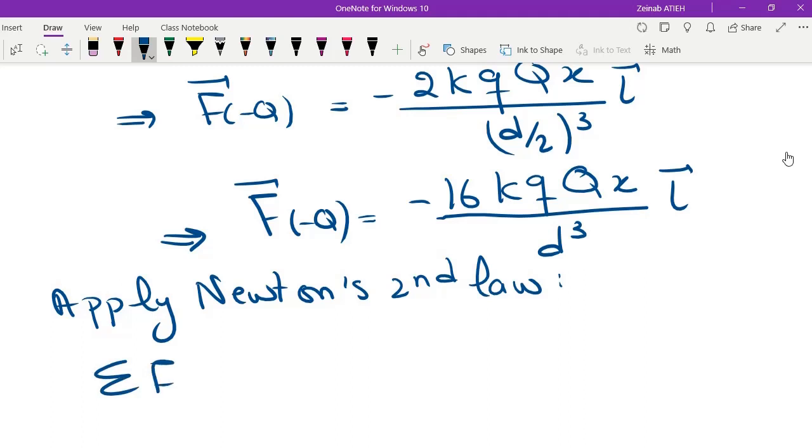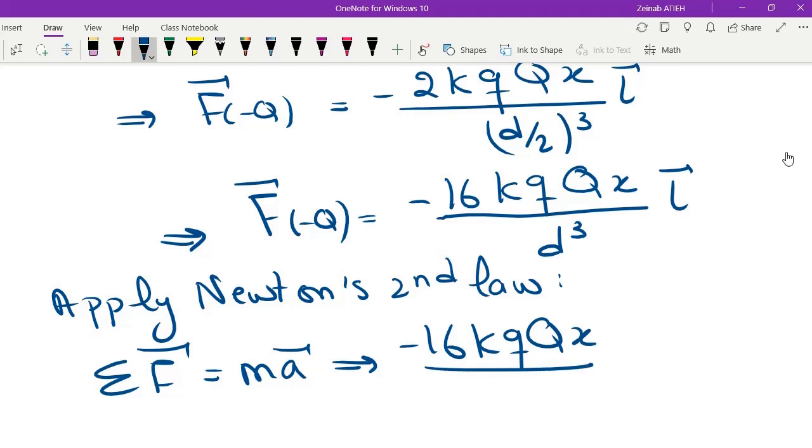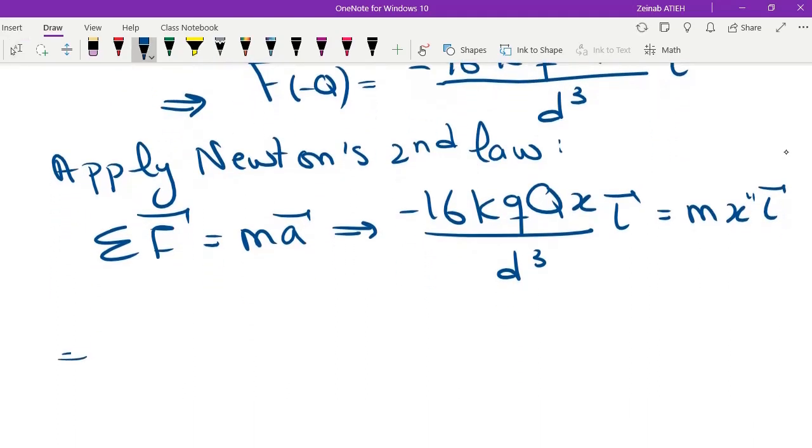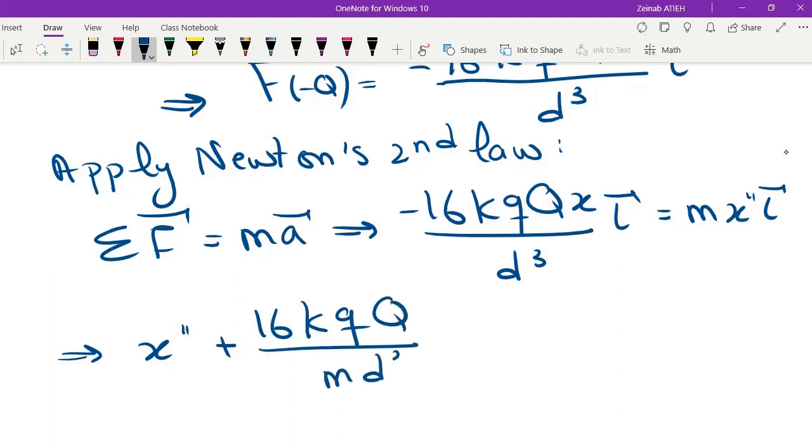So the sum of F is equal to ma, which implies minus 16kqx over d cube, i, is equal to m x double prime, i. You know that a is x double prime. I will arrange, I will remove i, so I will get x double prime plus 16kq over m d cube times x equals 0.